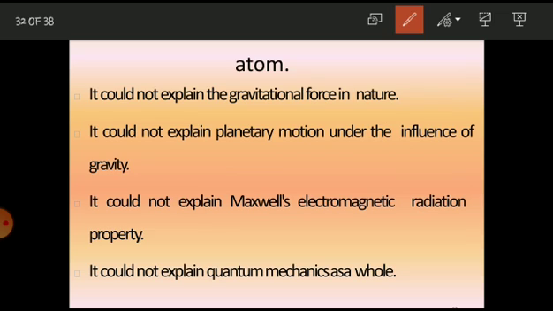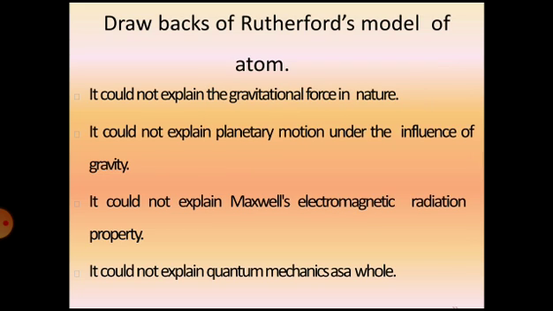He could not explain the Maxwell electromagnetic radiation property. So this we will study later. So you just try to remember, it could not explain Maxwell's electromagnetic radiation property. And next one, it could not explain quantum mechanics as a whole. This also will be explained later on. First try to understand. He could not explain the gravitational force in nature. He could not explain the planetary motion under the influence of gravity, and also the electromagnetic radiation. Okay, and quantum mechanics as a whole. So these are called drawbacks of Rutherford's gold leaf experiment.